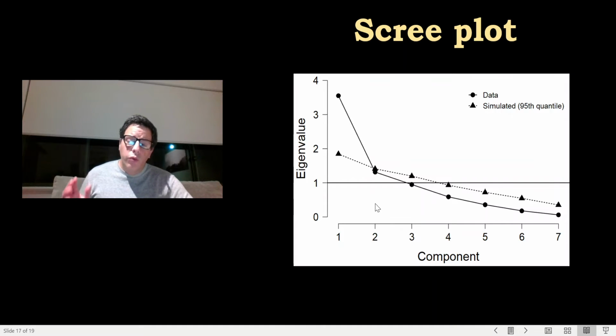So one rule that is very popular to decide which components to keep in the model is that we remove all the components that have an eigenvalue lower than 1. So here the horizontal line shows the eigenvalue of 1, and components 1 and 2 are above that line, and component 3 is just below that line, therefore it's eliminated.